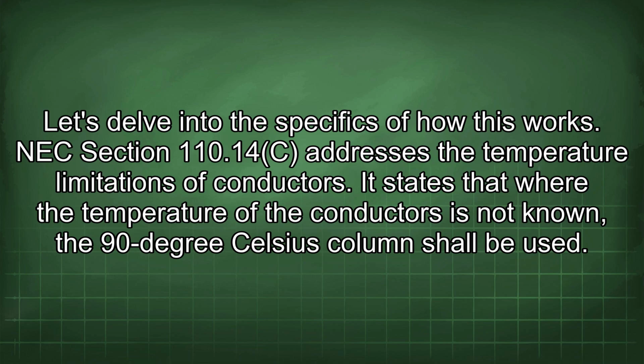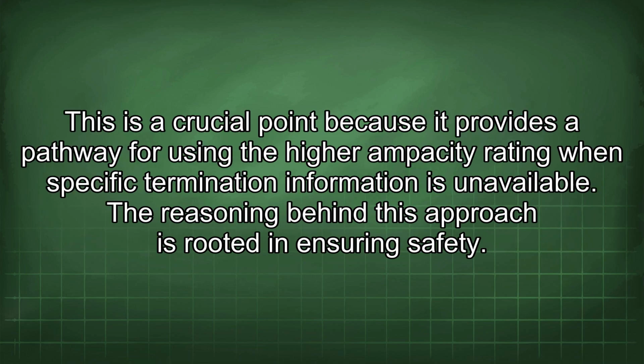NEC Section 110.14(C) addresses the temperature limitations of conductors. It states that where the temperature rating of the conductors is not known, the 90°C column shall be used. This is a crucial point because it provides a pathway for using the higher ampacity rating when specific termination information is unavailable. The reasoning behind this approach is rooted in ensuring safety.